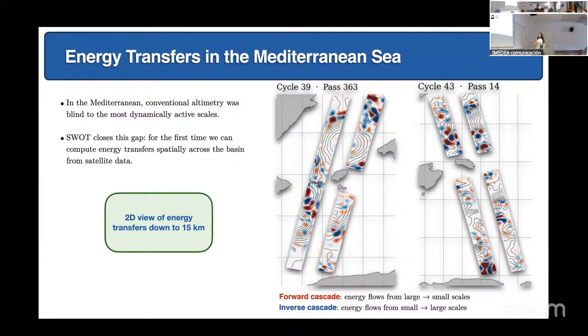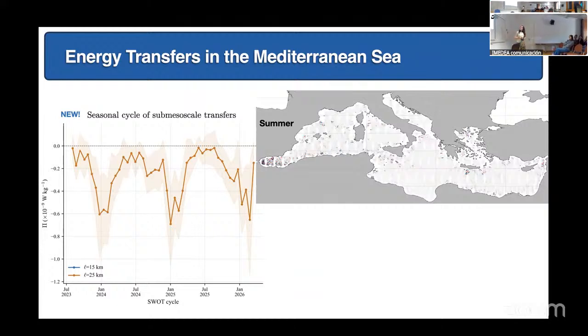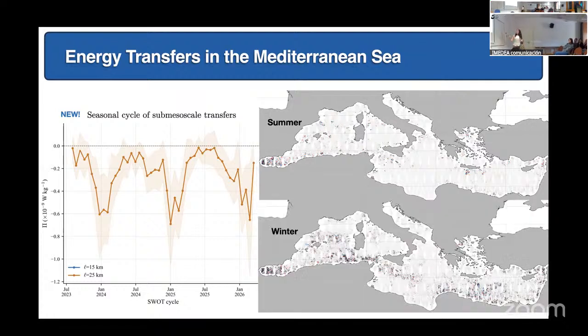We can also take all the passes of the Mediterranean and make a time mean of these transfers, that is this curve here, and we see a clear seasonal cycle of that energy transfer. So this is quite new. We haven't seen that with other altimeters. So now we are here, trying to understand why a little bit. For example, I don't know if you see it well, but here is the activity of the submesoscale transfers during summer, and this one is during winter. So we have a lot more variability.